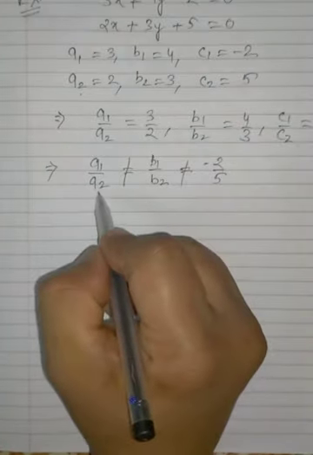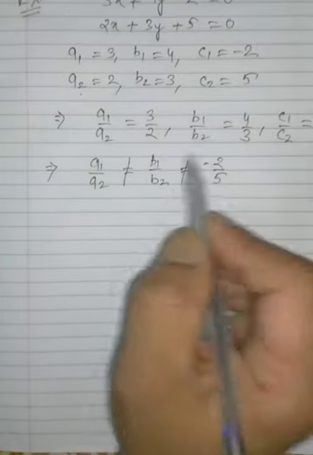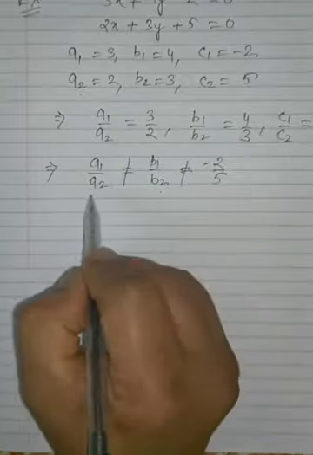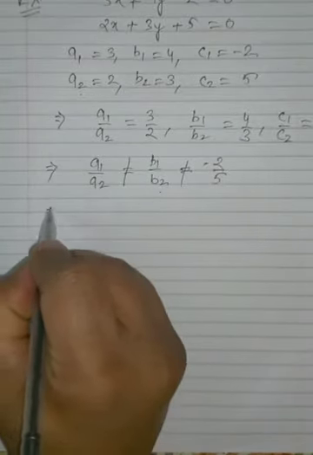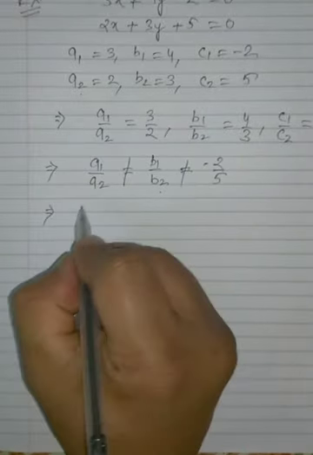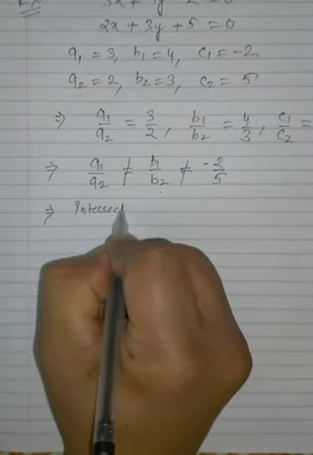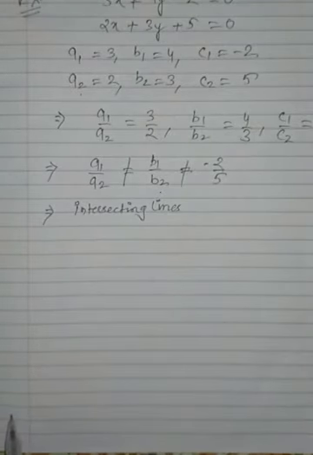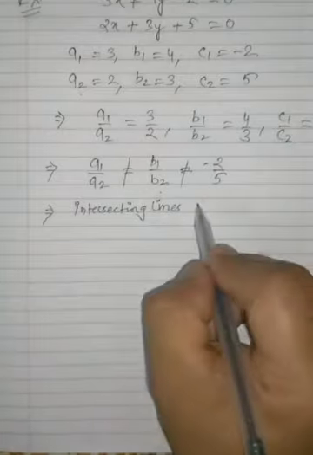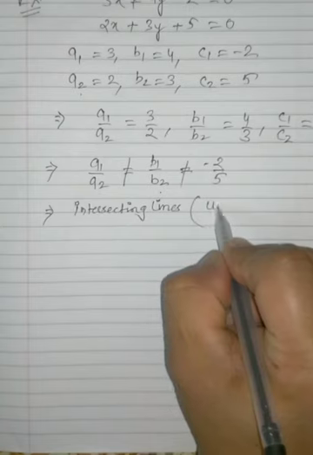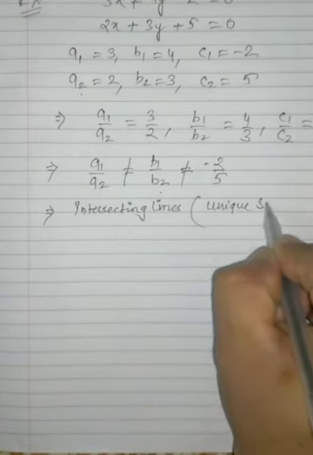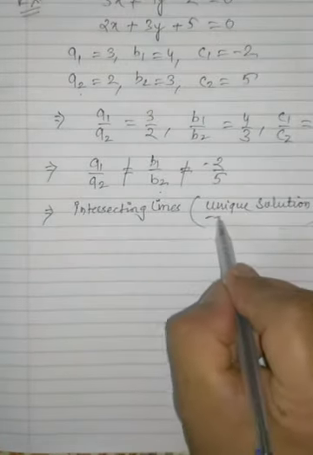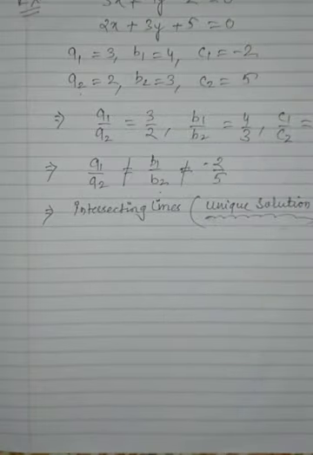So as I told you, a1 upon a2 is not equal to b1 upon b2, and c1 upon c2 may or may not be equal, it doesn't matter. If these two are not equal, that means these two equations are representing intersecting lines if they are presented on a graph paper, and since they are intersecting lines, they will have a unique solution, that is the unique value of x and y which will satisfy both the equations.